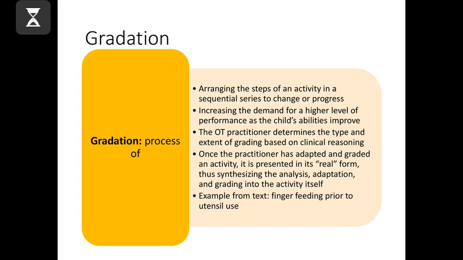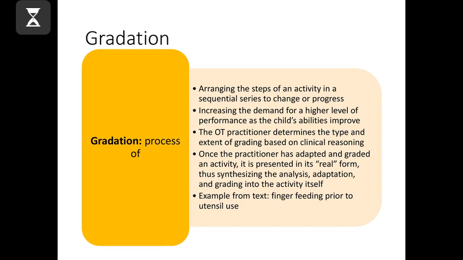A couple of examples in the text: when I talked about the child with the righting reactions before, one way to grade that activity, rather than using a smaller ball, is also to use something to stabilize the ball so it doesn't roll. So it's grading the activity to limit the movement of the ball to help the child feel more comfortable while sitting on the ball. That's an example from the text.